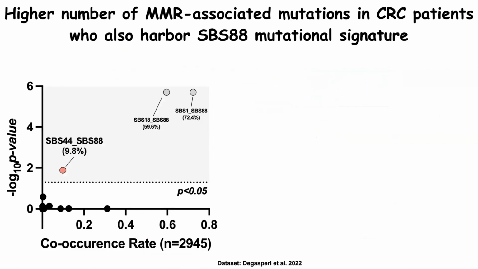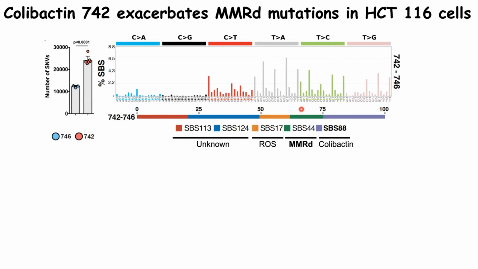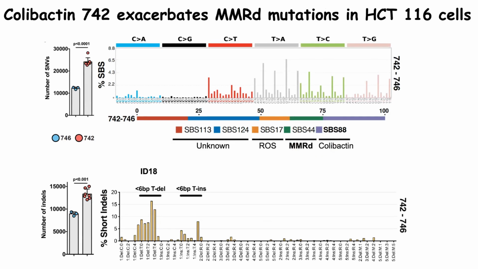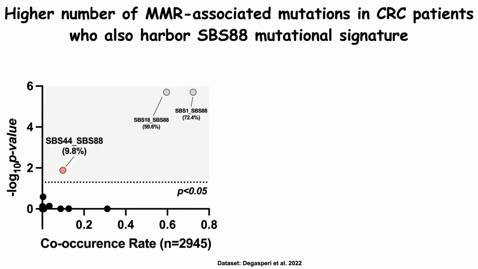Now, because we found SBS 88, and like I mentioned here, you have 44 and we have 88, the mismatch repair coexists with SBS 88. We wanted to know the relationship of this coexistence. So we looked at the database to see if they were associated with each other. And this is the data that are significant.